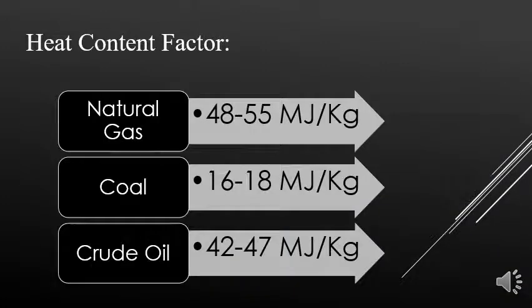Heat content is basically the heat producing capacity of the fossil fuels, known as the heat content factor. Natural gas gives us 48 to 55 megajoule per kilogram heat content. Coal gives us 16 to 18 megajoule per kilogram, and crude oil gives us 42 to 47 megajoule per kilogram. So, in terms of heat content, we should use natural gas because it gives more heat than all the others.